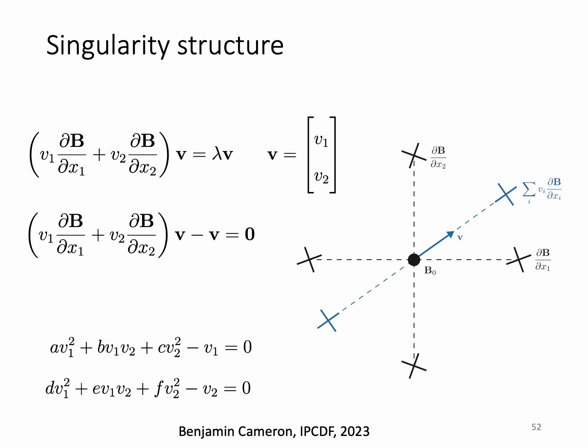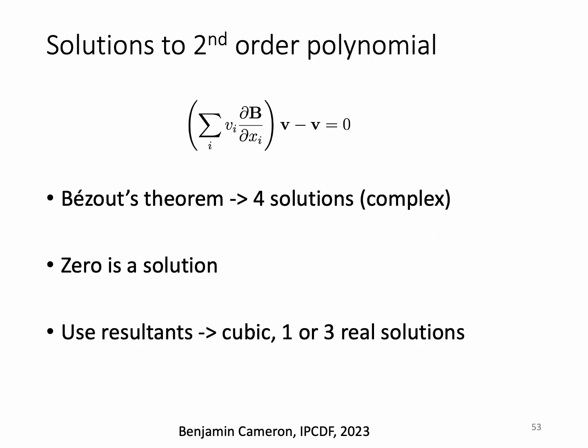And it'll be a second order polynomial, because obviously v1 and v2 are multiplying the vector v. And it's going to have coefficients a, b, c, etc. that are given by these dB by dx matrices. So a system of 2 second order polynomial equations. This is reasonably well understood, although there are no nice analytical solutions available. We can apply Bézout's theorem, which tells us that there are going to be 4 potentially complex solutions. Obviously, we're only interested in real solutions.